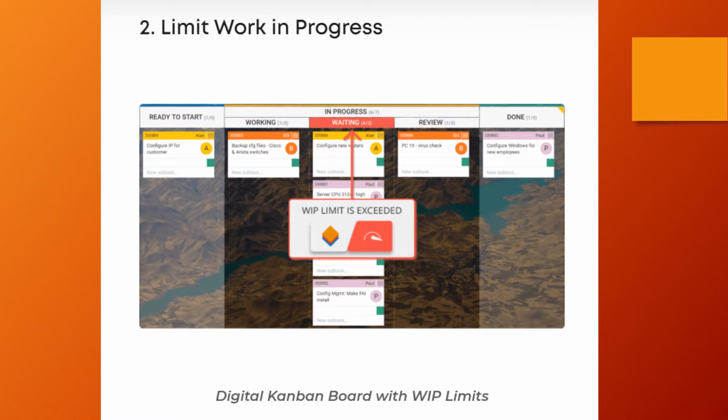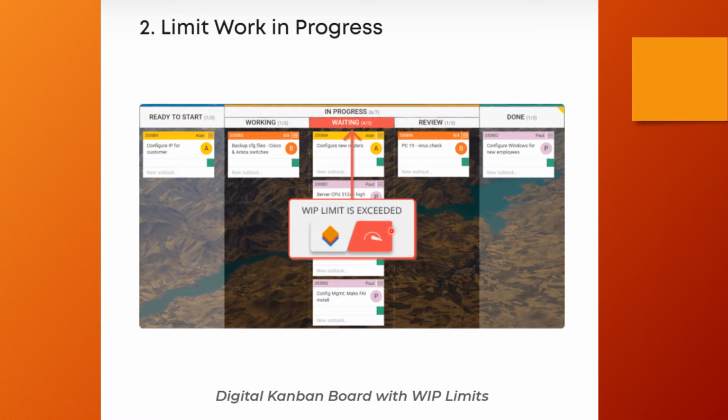The second practice is limiting the work in progress. We can put a WIP limit in both waiting and non-waiting columns. So here they introduced a WIP limit in the waiting column. That means they have given 3 as the WIP limit in the waiting column. What does it mean? There are 4 cards, which indicates that the WIP limit is exceeded here, right?